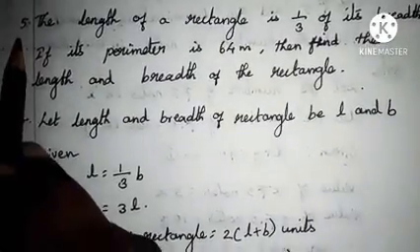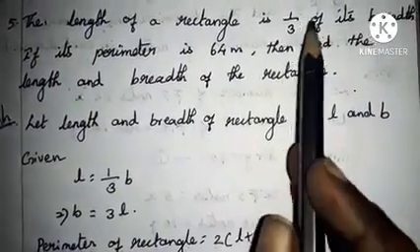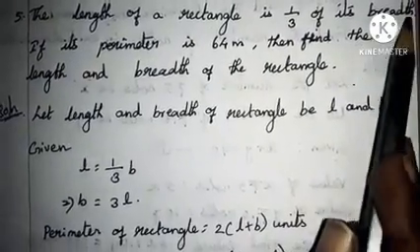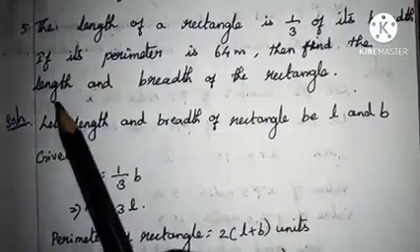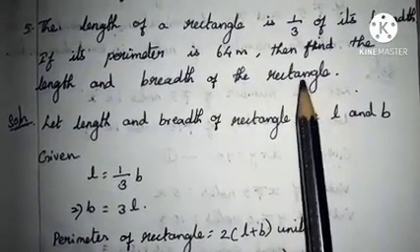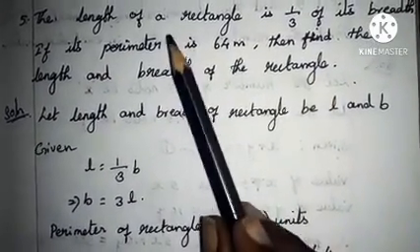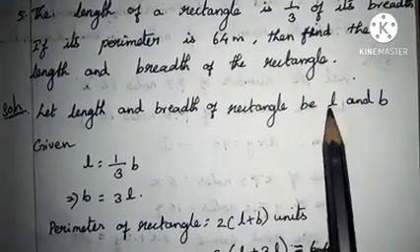Fifth sum: the length of a rectangle is 1 by 3 of its breadth. If its perimeter is 64, then find the length and breadth of the rectangle. Here we are taking the length and breadth of the rectangle as L and B.